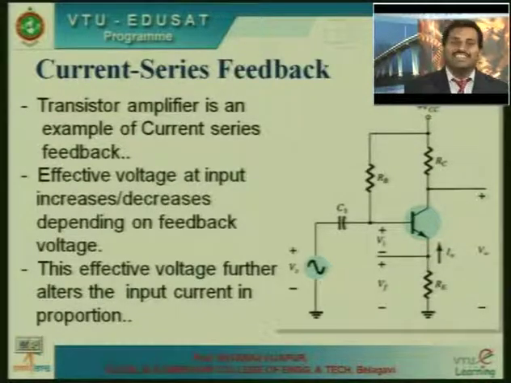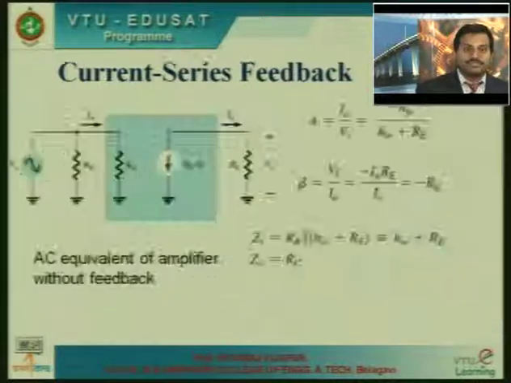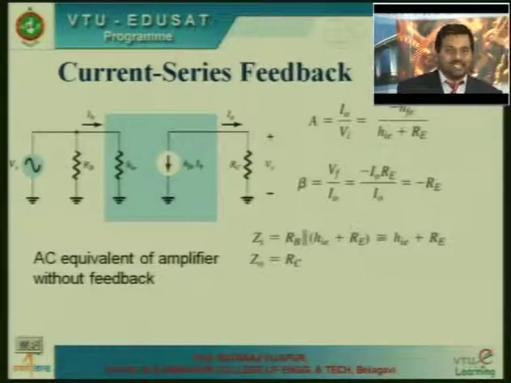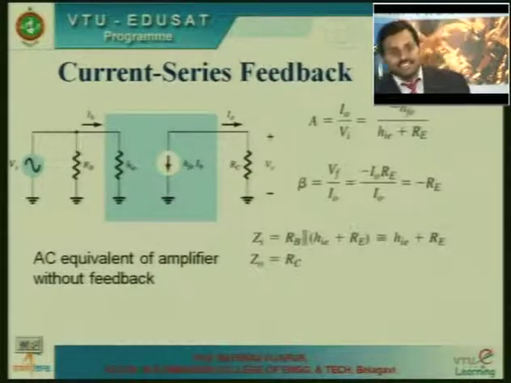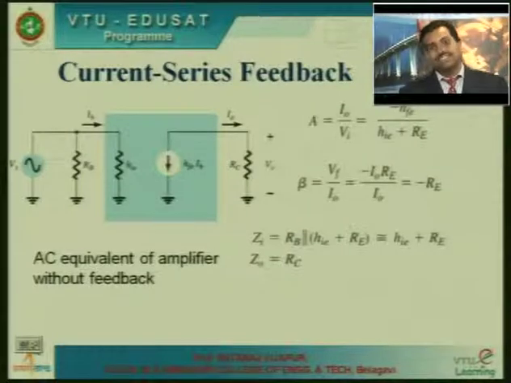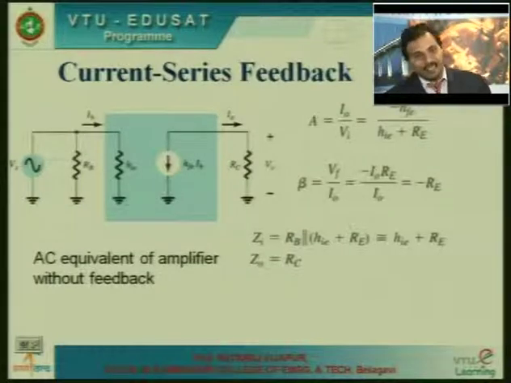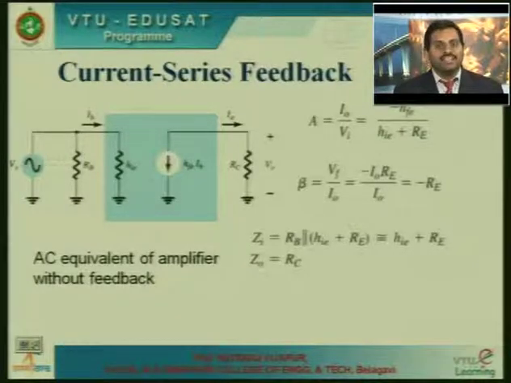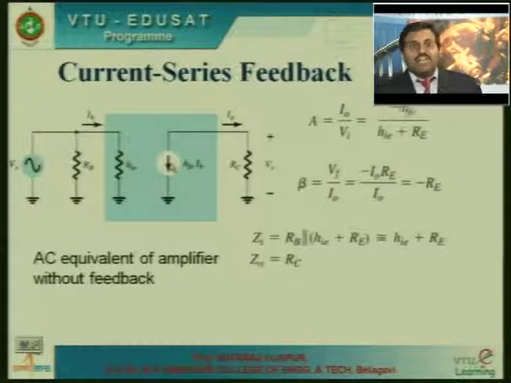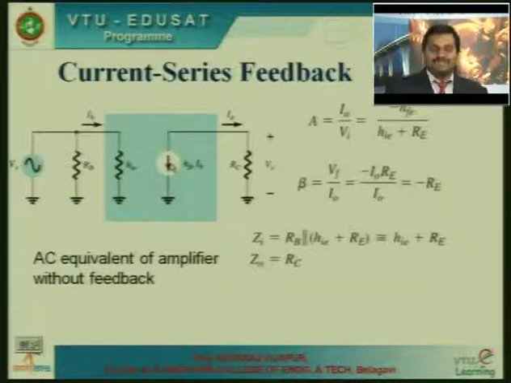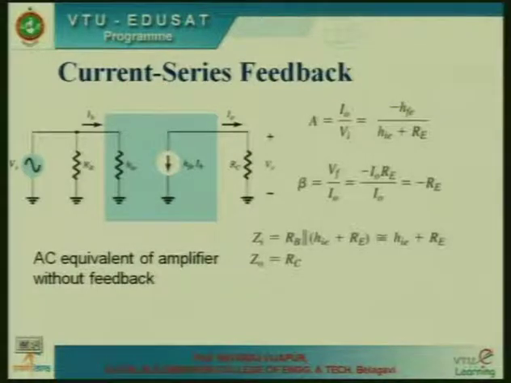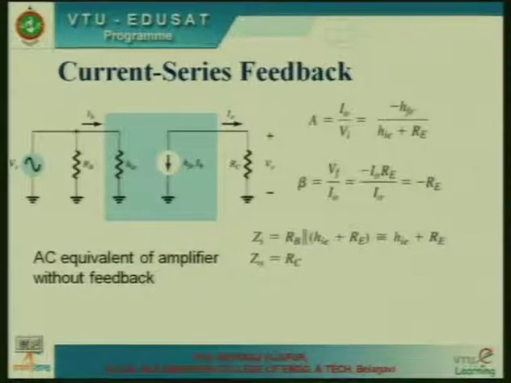Let us go further. Let us analyze the different elements of current series feedback. Let us analyze how the open loop gain is determined, how the feedback network gain is determined. So, now here we have drawn the AC equivalent circuit of an amplifier without feedback. So, the same circuitry which we have drawn previously is applicable here.